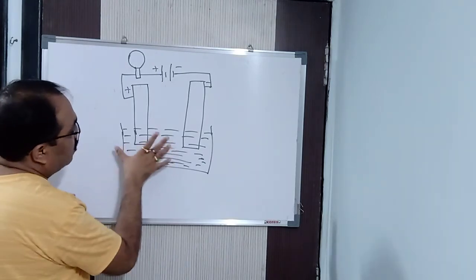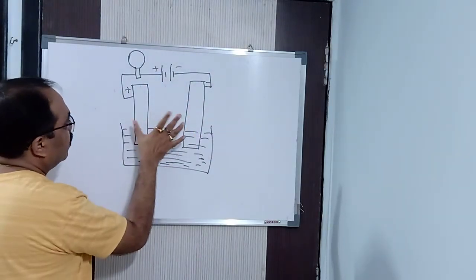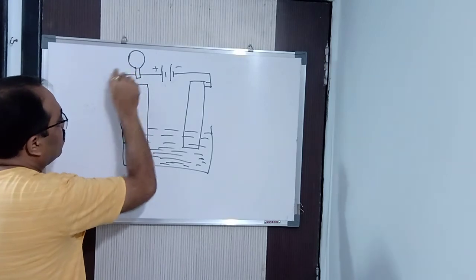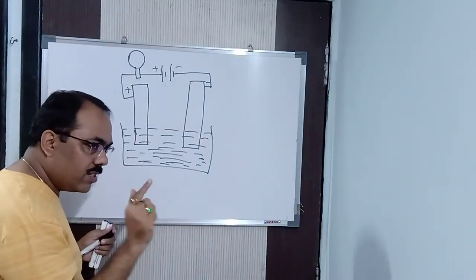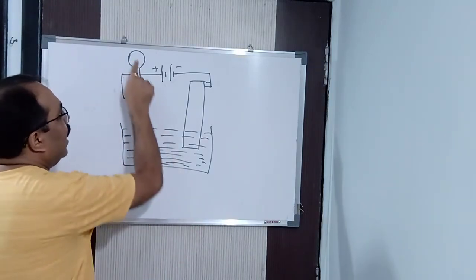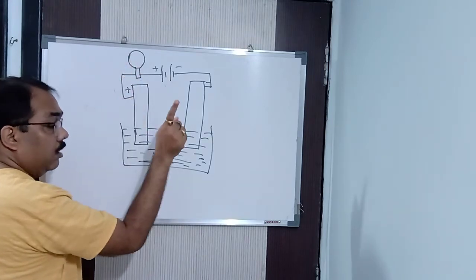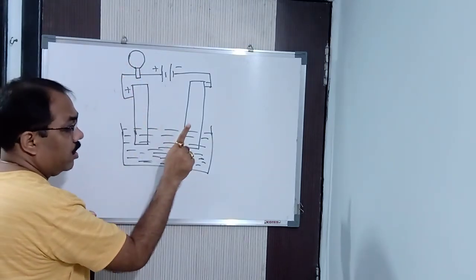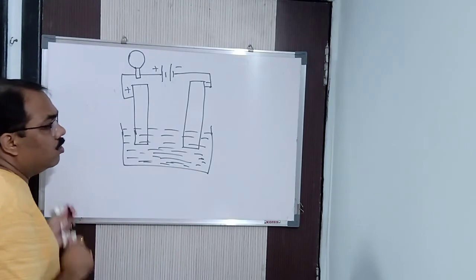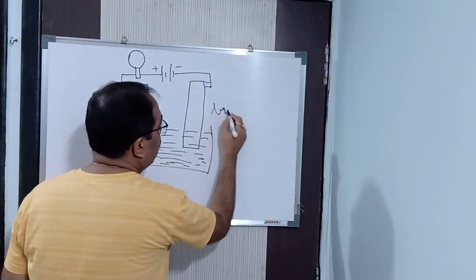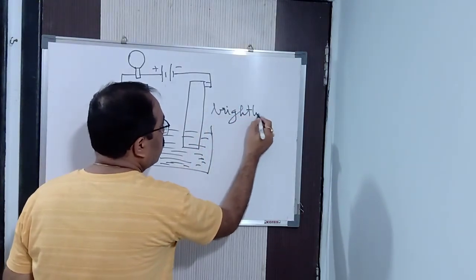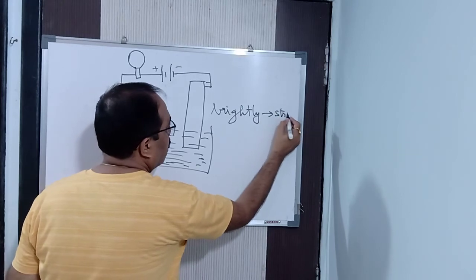You take an electrolyte. You set it up in this way. You put a bulb here. You put a switch here. When you switch it on, listen carefully. When you switch it on, and if the bulb glows brightly, then it's a strong electrolyte. If the bulb glows brightly, it is a strong electrolyte.